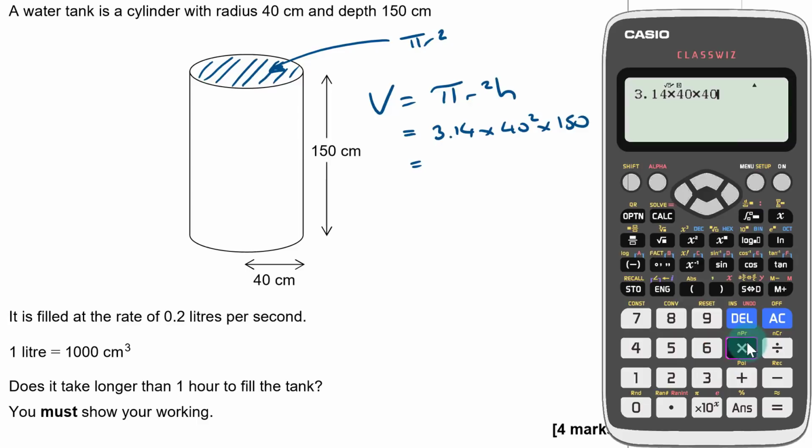0.14 times 40 times 40 times 150. So that's 753,600. Now that's in cubic centimeters. Now we should really know this, but 1 litre is 1,000 cubic centimeters. So if it's got a volume of that, then let's divide that by 1,000 to find how many litres it can hold. So that's 753.6 litres.